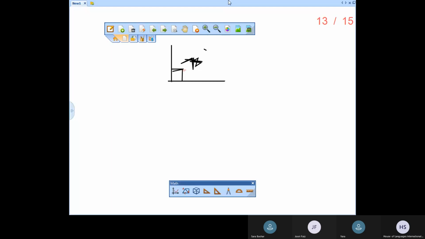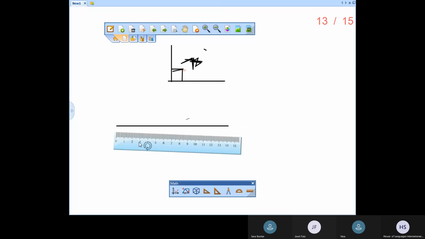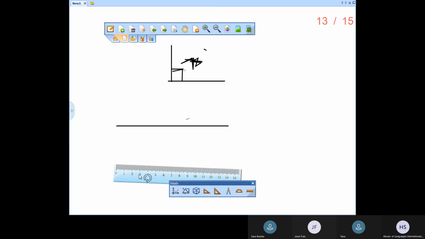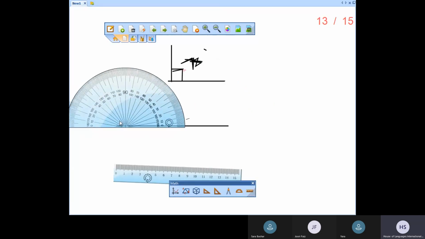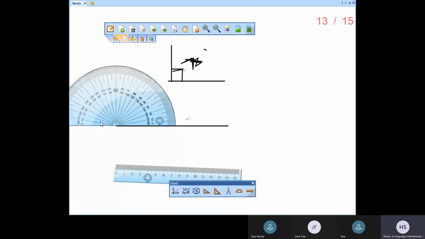Now, how can we draw it? Let's see. We'll bring this. So the first step, we're gonna use what? The ruler to draw a line. Then after that, I will bring this protractor. I have to put it here in the middle. Then start counting from this side: 0, 10, 20, 30, 40, 50, 60, 70, 80. Here is 90.